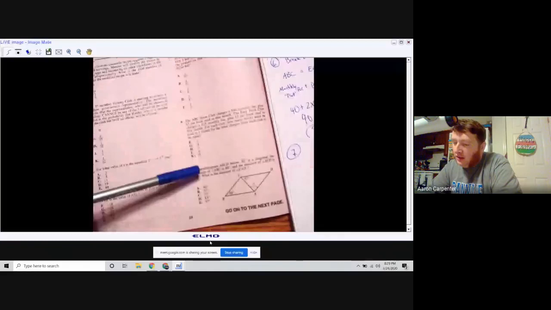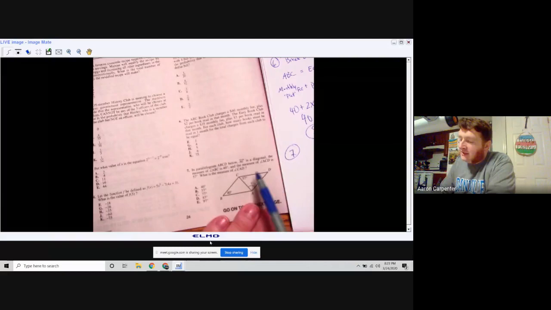7 is our first geometry question. Now it's really going to pain me that I can't write on the diagram. A parallelogram ABCD is shown below, AC is a diagonal. The measure of angle ABC is 40 degrees, and the measure of angle ACD is 57 degrees. What is the measure of angle CAD? So a lot of these geometry problems, if there is a diagram, a huge chunk of the reading is just describing the diagram. So when you go back through it, AC is a diagonal.